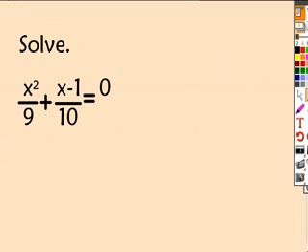What's the denominator on my zero? 1. So if you have a problem that doesn't show a denominator, stick a 1 there. Common denominator of 9 and 10.